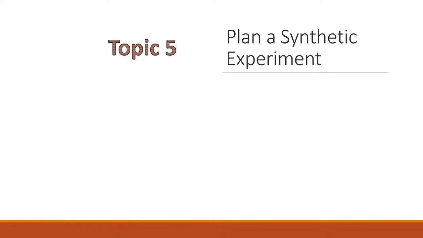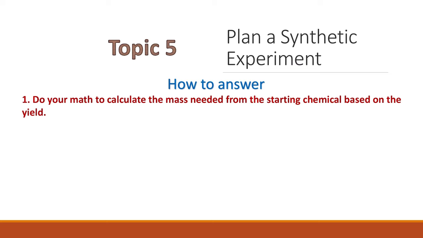How to plan a synthetic experiment, how to answer this question. So first of all, you need to do your math in order to calculate the mass needed from the starting chemicals, and that's based on the yield. Usually the question will say that starting from chemical X, you need to plan an experiment to make chemical Y. They produced a certain number of grams of the product, and the reaction yield was 50%, 60%, or whatever they're going to give you.